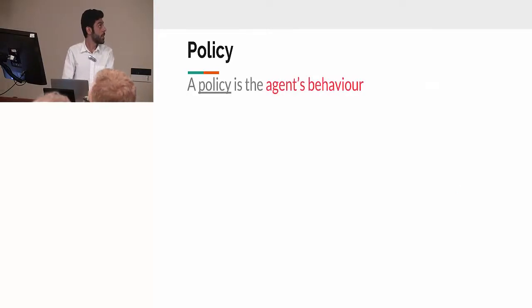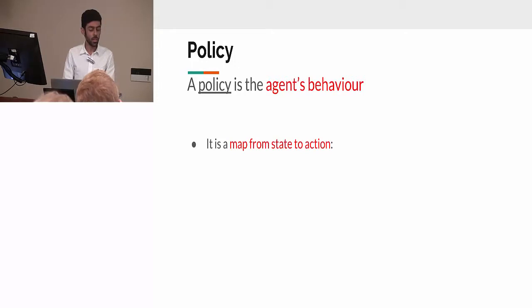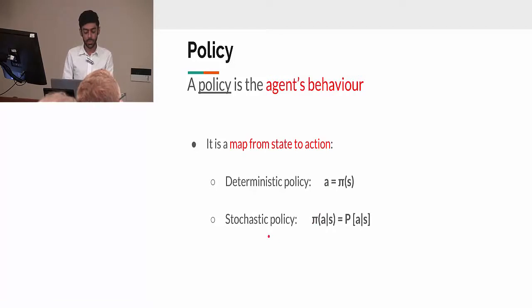So policy. As I mentioned before, policy is the agent's behavior, which is basically nothing but a map from state to action. It can be deterministic, which is given a state, deterministically we select the action, or it can be stochastic, which is a conditional probability of, given a state, what is the probability of the actions.